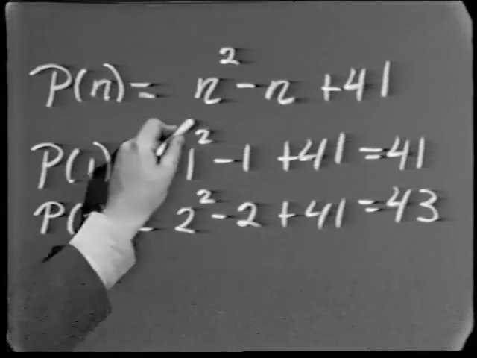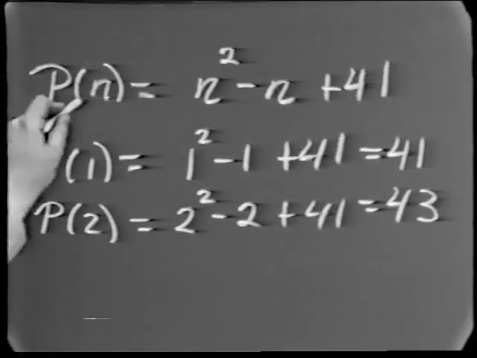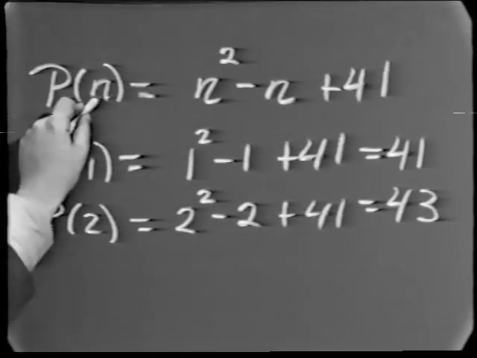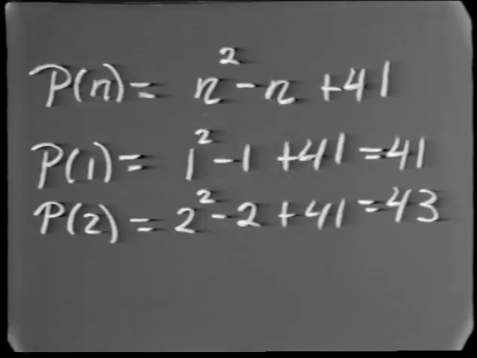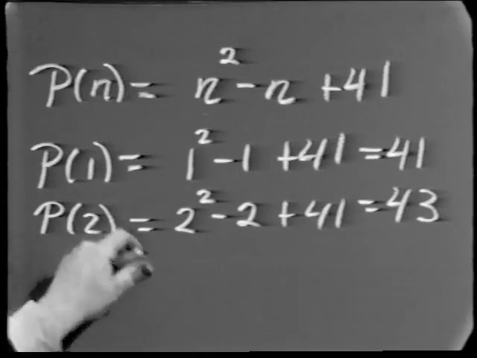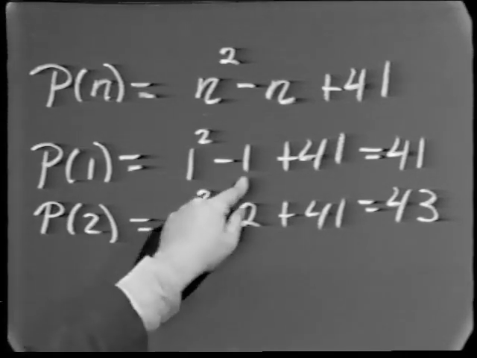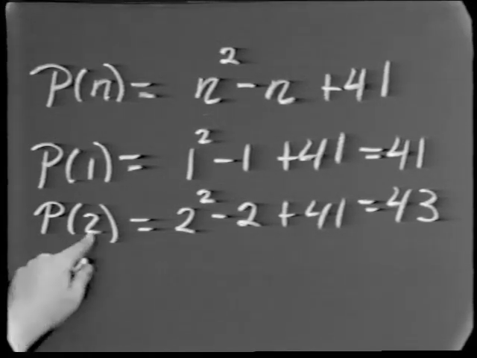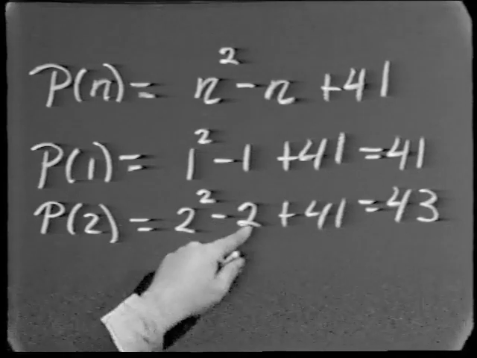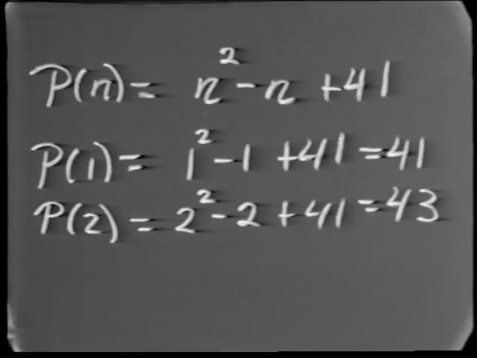Let's write down the following function. P of n, where n is any positive whole number, will be defined to be n squared minus n plus 41. For example, P of 1 will be 1 squared minus 1 plus 41, which happens to be 41. 41 happens to be a prime number, a number which has no factors other than itself and 1. Let's try 2 in here. 2 squared minus 2 plus 41 is 43, also a prime number.